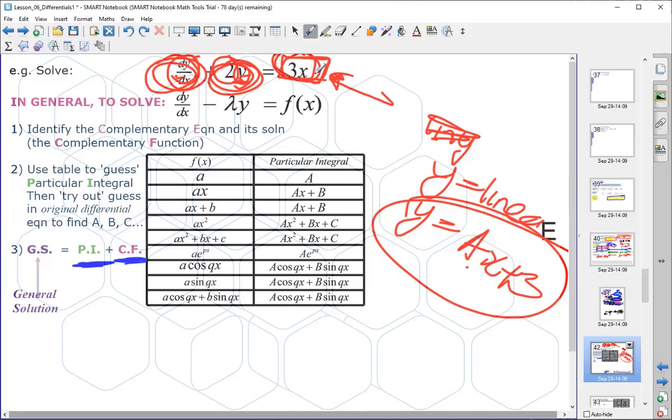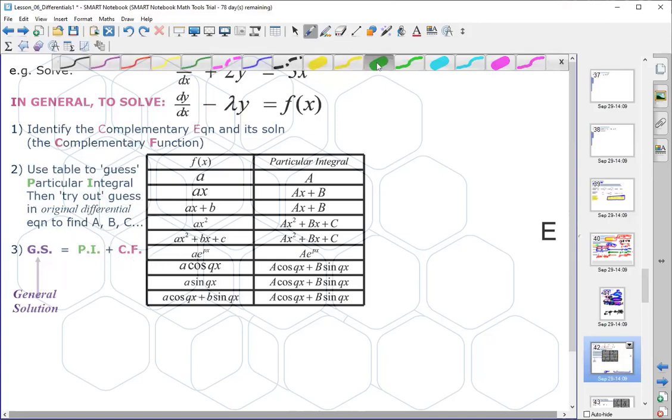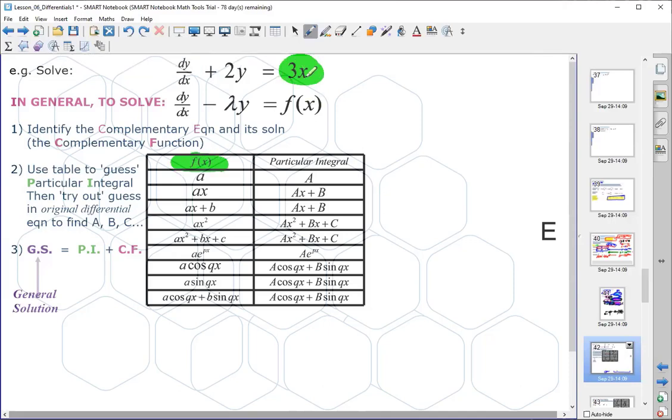Okay, so now we're going to learn the rule for what the guess should be in every case. So f(x) here refers to this. If f(x) is 3x, then your particular integral is going to be of the form ax plus b. If f(x) is 3x plus 2, in other words, some multiple of x plus some number, your guess is still going to be ax plus b. If f(x) is a quadratic, if it's 3x squared, then your guess is going to be ax squared plus bx plus c.